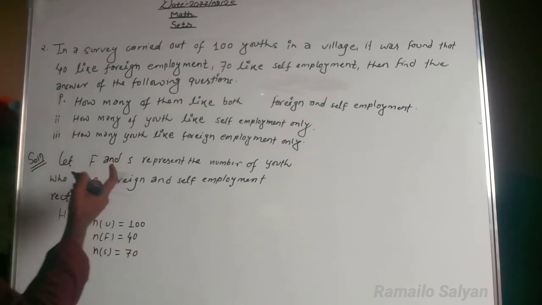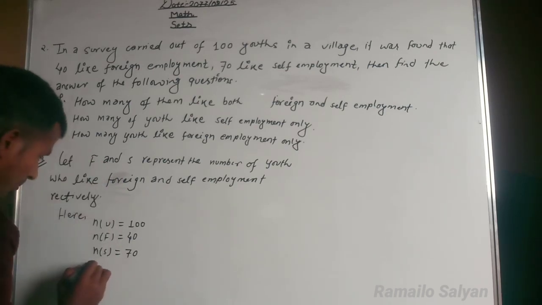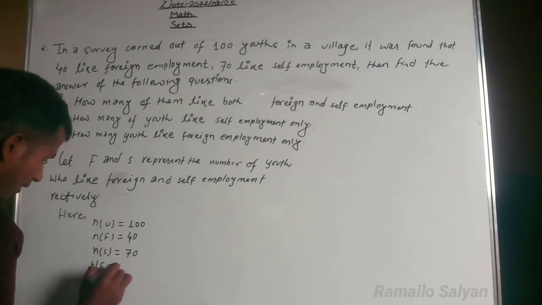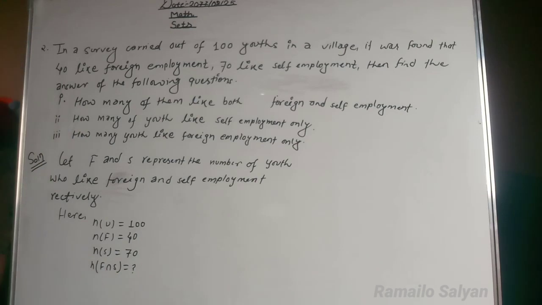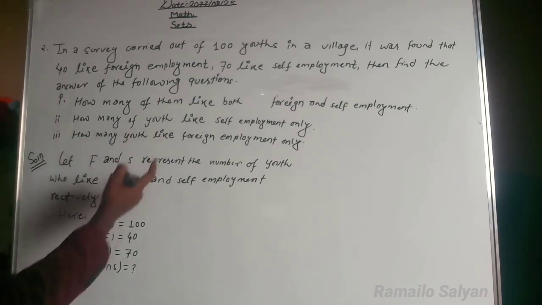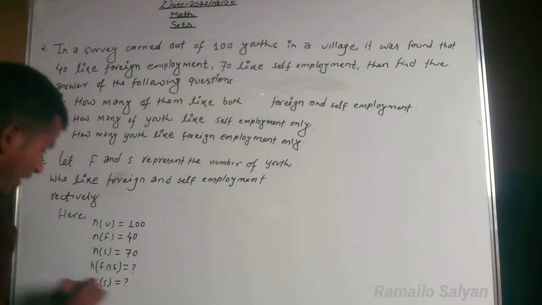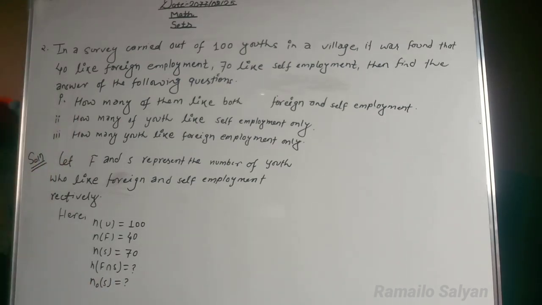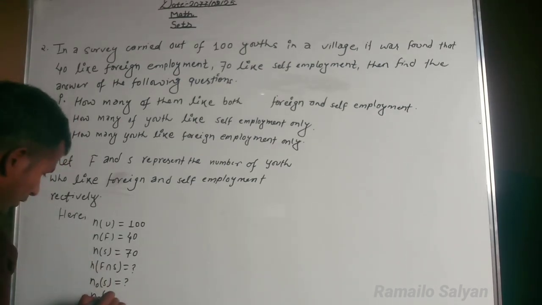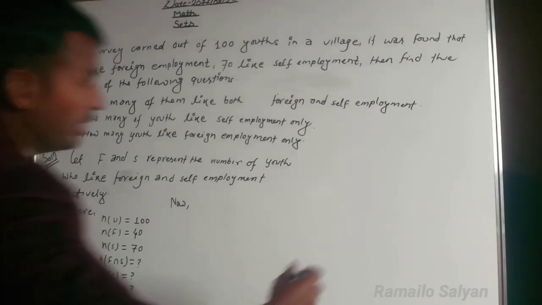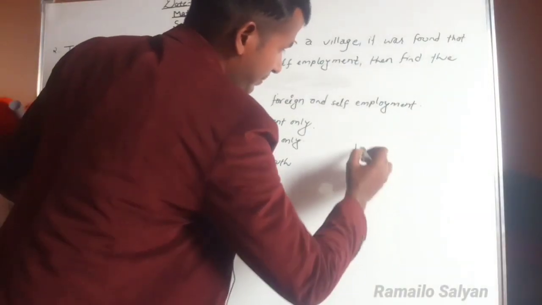How many of them like both foreign and self-employment? Number of F intersection S equals what? How many youth like self-employment only? Number n not S is what? How many youth like foreign employment only? n not F is also what? Try to understand through the Venn diagram.